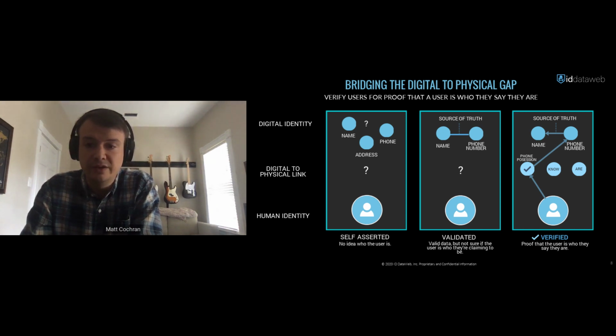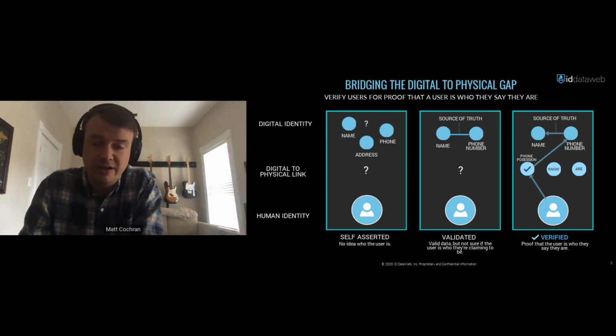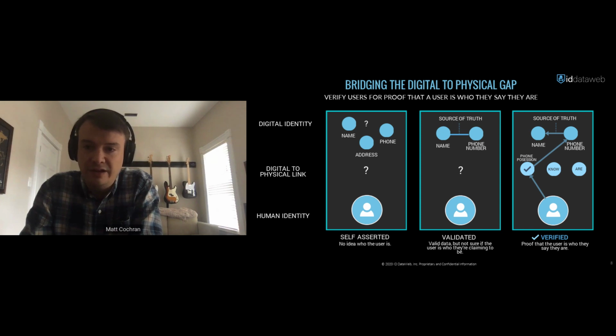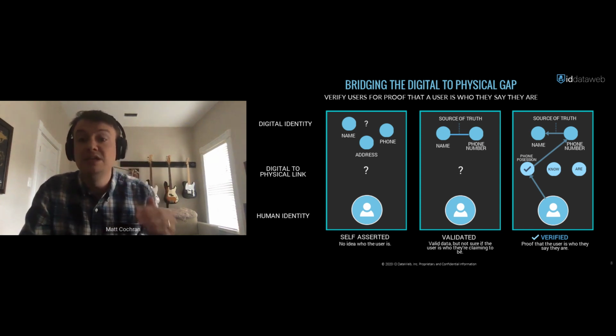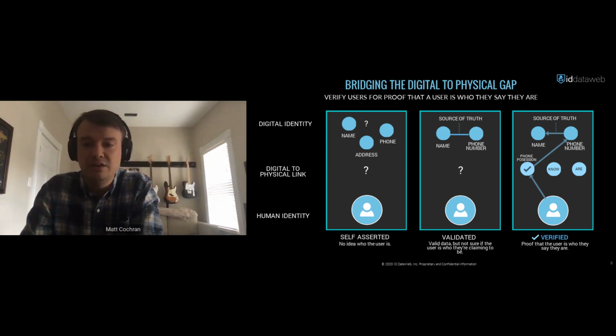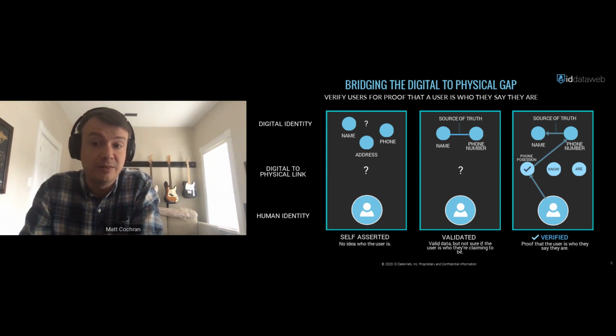This brings us to this concept of a verified identity, and this is really where ID Data Web focuses. So the real key difference between a validated identity and a verified identity is not only are we doing that data validation, but we're taking some additional step to tie the user through some sort of a challenge to the digital identity that they are claiming.